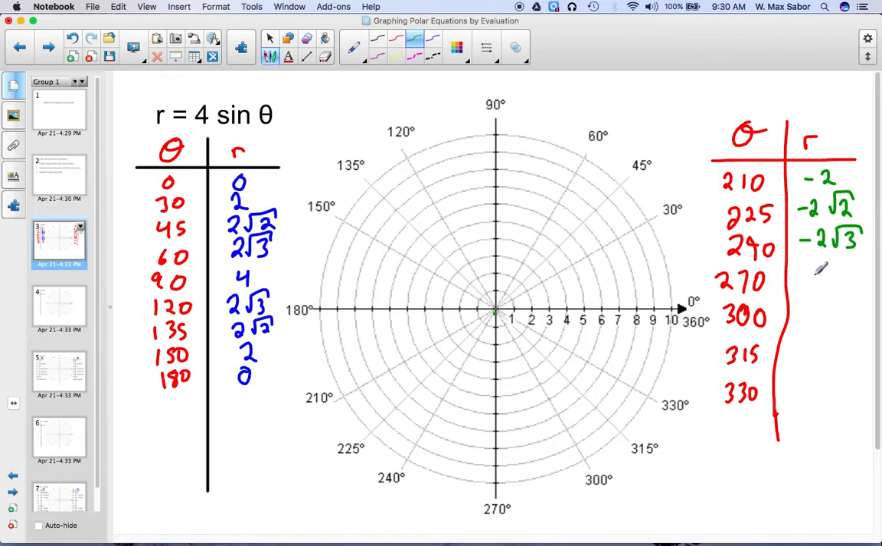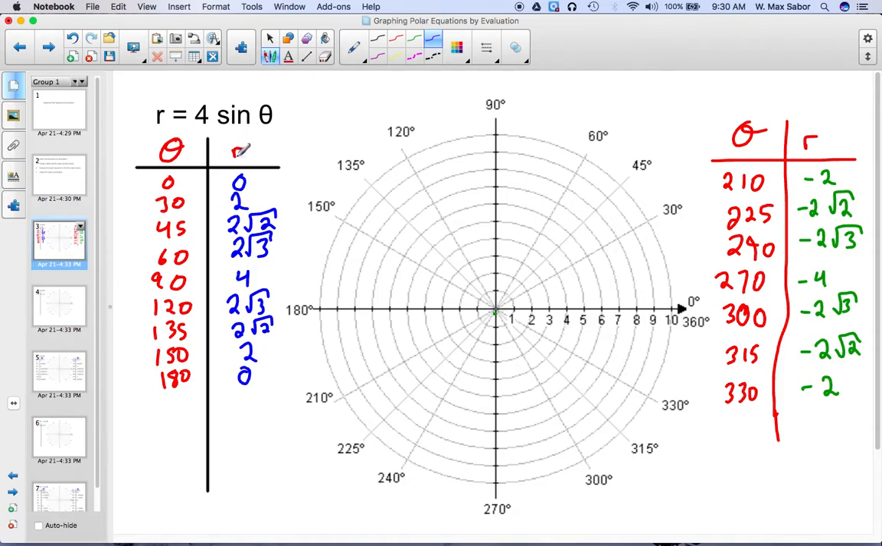Sine of 270 is negative 1, so times 4 is negative 4. Sine of 300 is negative root 3 over 2, so negative 2 root 3. Sine of 315 is negative root 2 over 2, so negative 2 root 2. Sine of 330 is negative 1/2, so times 4, negative 2. And now what we can do is plot these points.